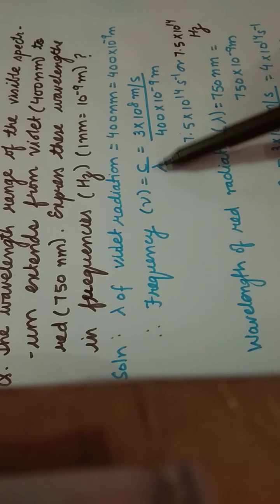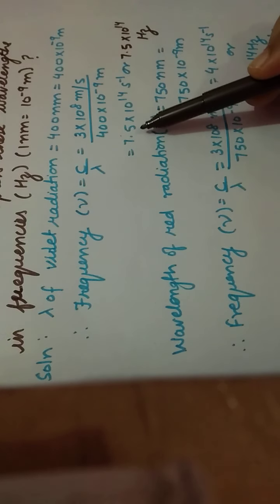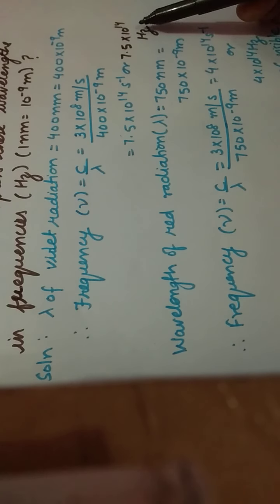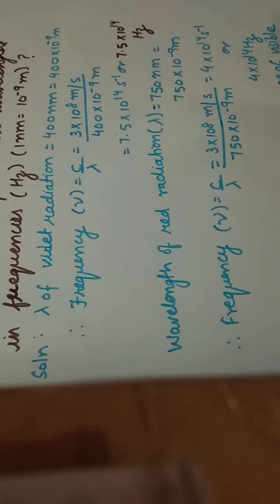400 into 10 to the power minus 9 meter. So frequency nu is equal to c upon lambda. C is 3 into 10 to the power 8 meter per second upon value of lambda, 400 into 10 to the power minus 9 meter. So nu is coming out to be 7.5 into 10 to the power 14 per second, or 7.5 into 10 to the power 14 hertz.